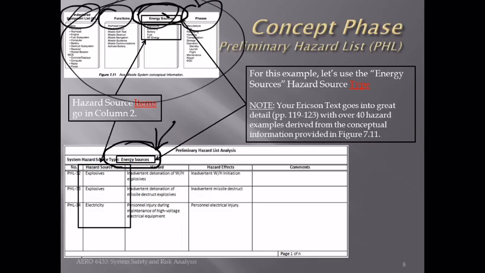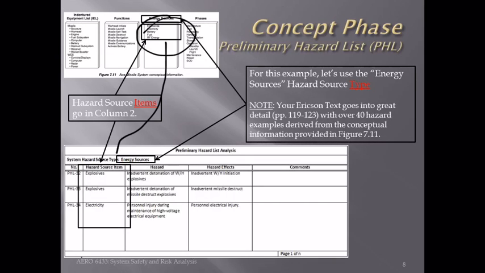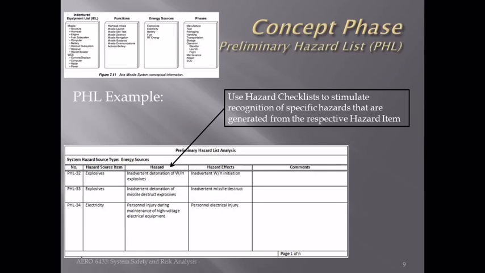Okay, we're going to use the items underneath energy sources, and we're going to place the items down in column 2. That is, the hazard source items, explosives and electricity, etc. will be in there. For ease of illustration, we just selected a couple. So now, when we identify the items under hazard in the hazard column, we use hazard checklists. Hazard checklists generate ideas on specific hazards that relate to the HS item, the hazard source item that's listed. Okay, remember to document all hazards, even if they're later proven to be non-hazardous.